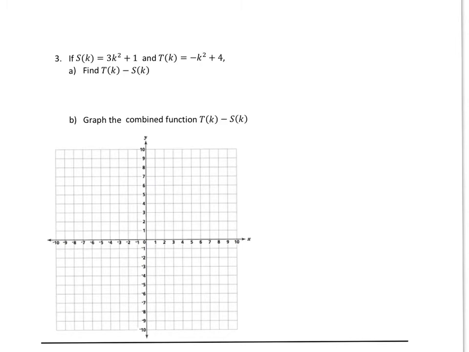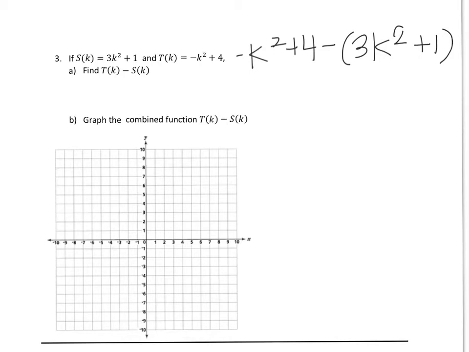minus sk, we've got -k squared plus 4 minus (3k squared plus 1). Okay, notice that I put the second equation in parentheses when I have that minus. So that's really important. Some of you guys are going to forget, so make sure you're not the kid that forgets.